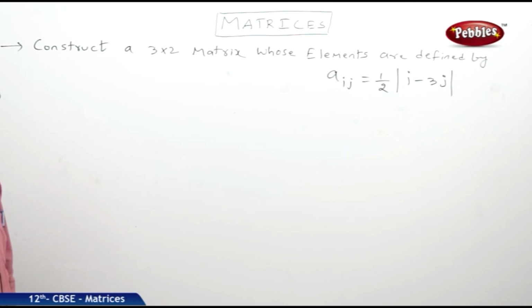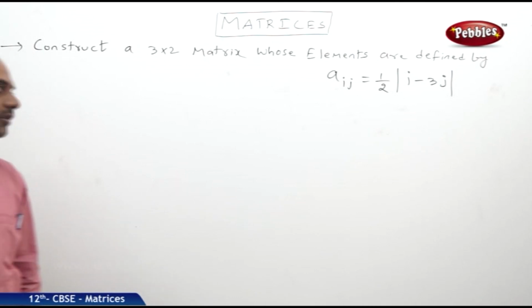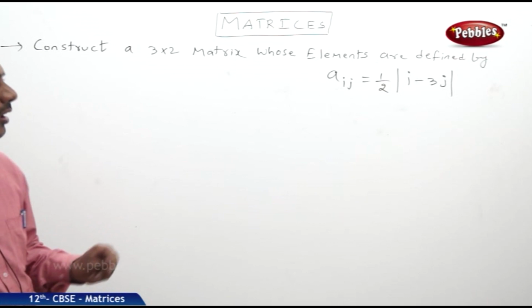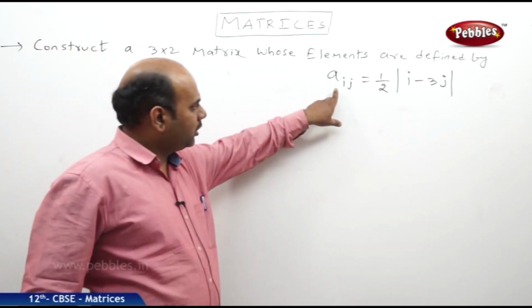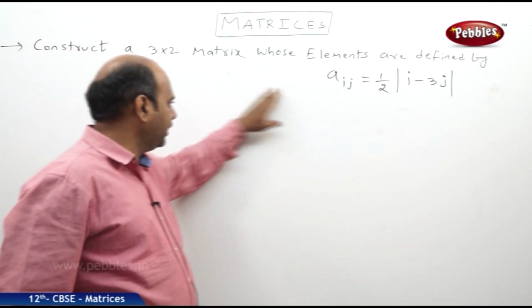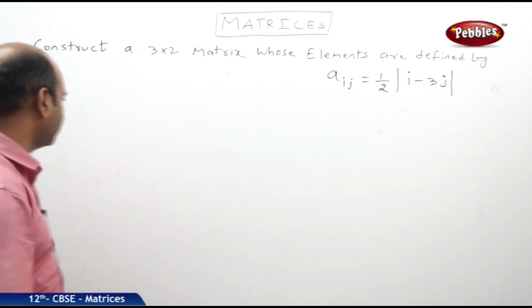Construct a 3 by 2 matrix whose elements are defined by Aij equal to 1 by 2 modulus of i minus 3j. Here a new terminology has come. What do you mean by Aij? I will go by an example.